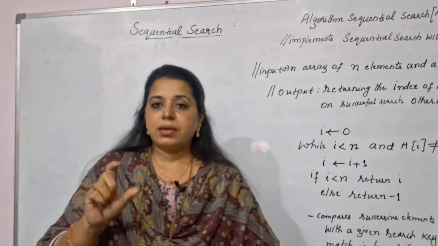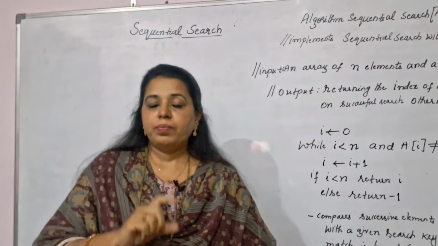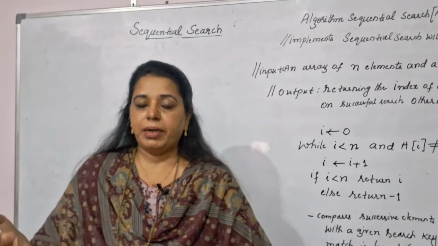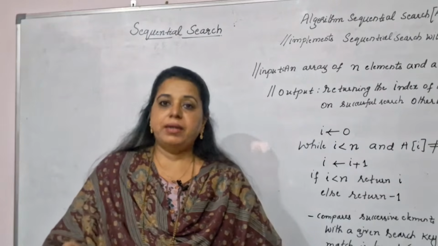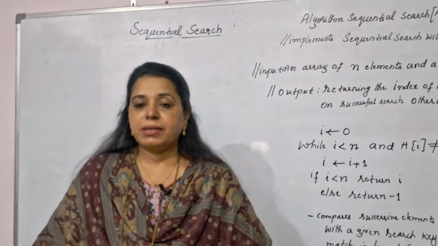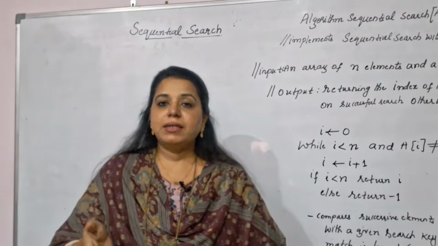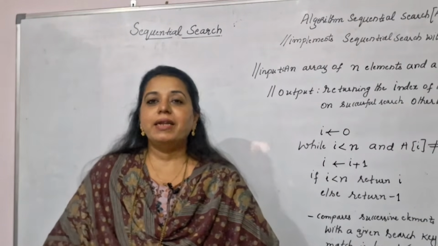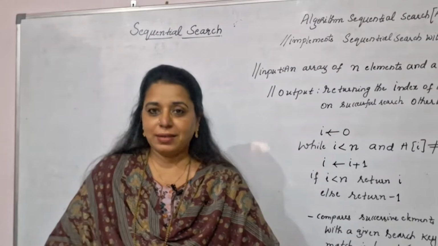It starts searching for a particular element from the beginning of the list and keeps on searching until it finds that element. It may find the element, or the element may not be present in the list at all. If it finds the element in the list, it is called a successful search. If it doesn't find the element in the list, it is called an unsuccessful search.